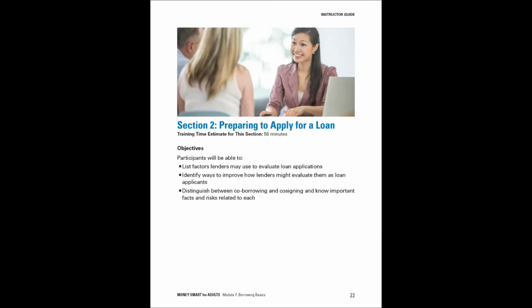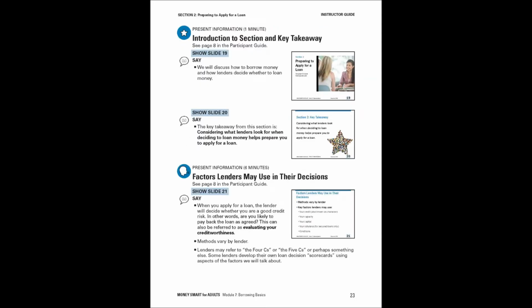Section 2, preparing to apply for a loan. Objectives. Participants will be able to list factors lenders may use to evaluate loan applications, identify ways to improve how lenders might evaluate them as loan applicants, and distinguish between co-borrowing and co-signing and know important facts and risks related to each. Introduce the section with slide number 19 and introduce the key takeaway with slide number 20, which is considering what lenders look for when deciding to loan money helps prepare you to apply for a loan.